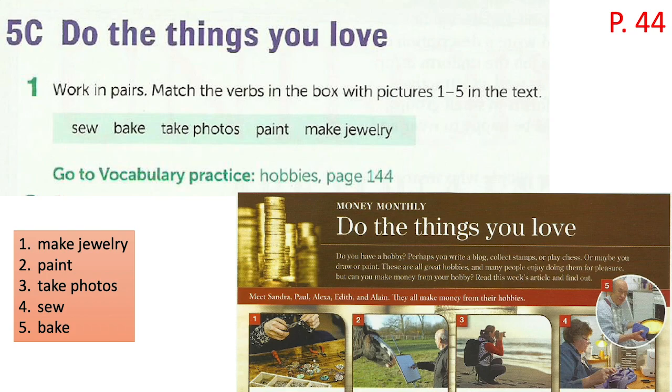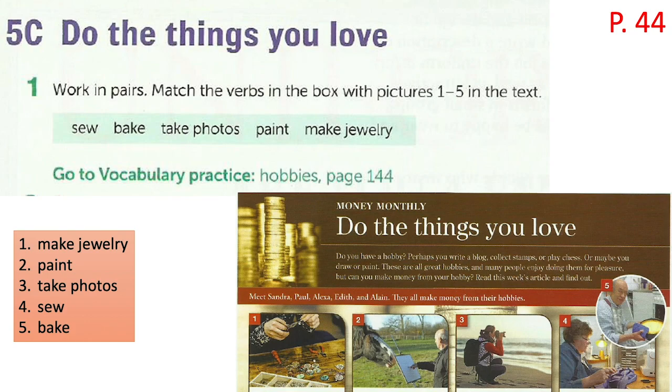In the second picture, we have maybe someone who's painting. That would be paint. Then we have take photos. Number 4, sew, which is coser. And the last one, bake. When you bake a cake, bake chicken could be as well. That's bake, which is hornear.